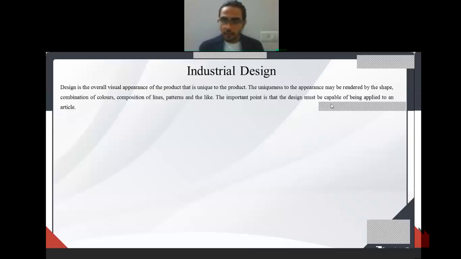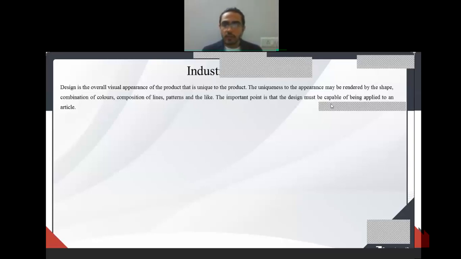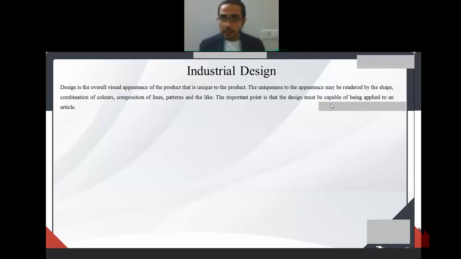It has lines over it. It has indentations over it. It has patterns over it, which you can feel, which you can touch, and which, if you close your eyes, you will be able to differentiate that this is a Bisleri bottle and this is an Aquafina bottle. So that unique appearance and visual appeal, aesthetic appeal, which is captured by shape or combination of colors or composition of lines and patterns, is a subject matter of protection under designs.